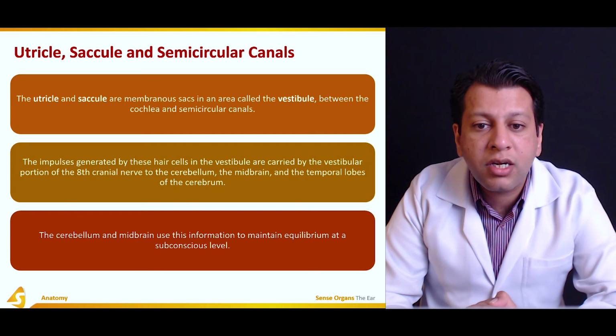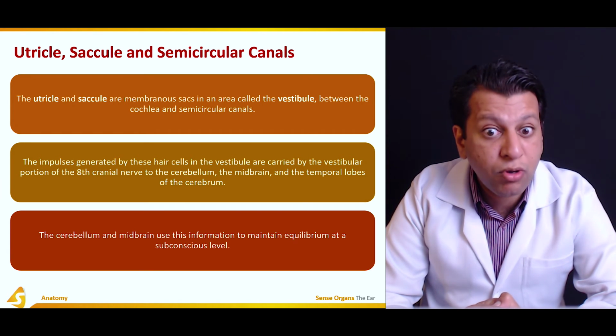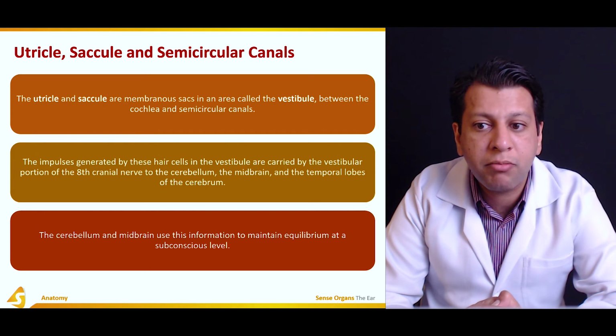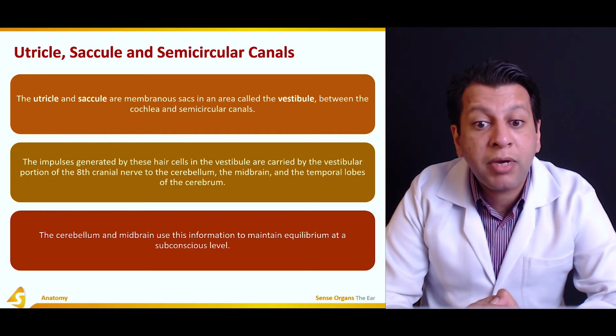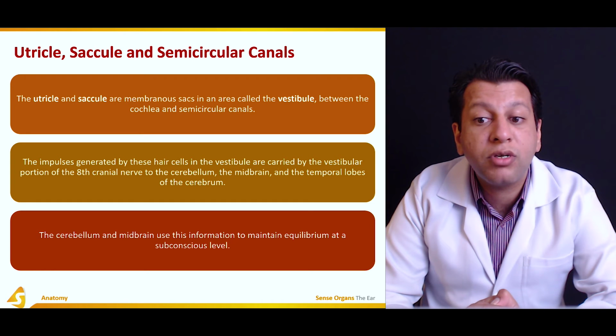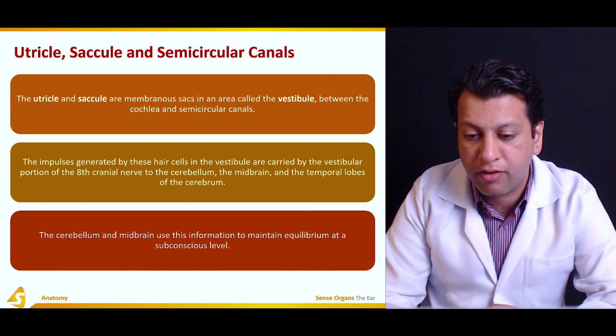The impulses generated by these hair cells in the vestibule are carried by the vestibular portion of the vestibulocochlear nerve to the cerebellum, midbrain, and temporal lobes of the cerebrum. The cerebrum, cerebellum, and the midbrain use the information to maintain equilibrium at a subconscious level.